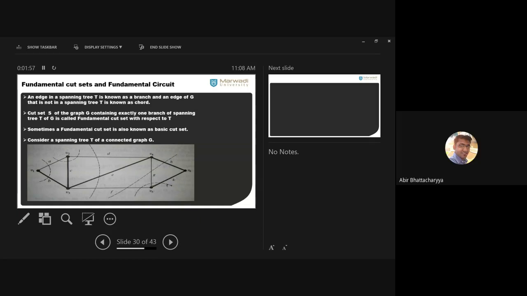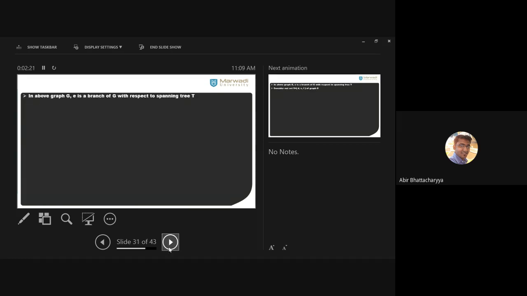Okay, again, welcome. I have discussed fundamental cut sets and fundamental circuits, only fundamental cut sets, exactly. So let's start discussing more about the fundamental cut sets, and these are the examples we have already done in the previous lecture. So what should be the next thing? There is some conclusion in the above graph.